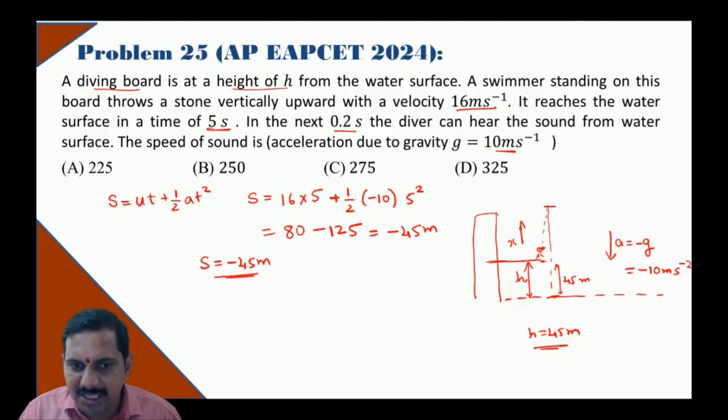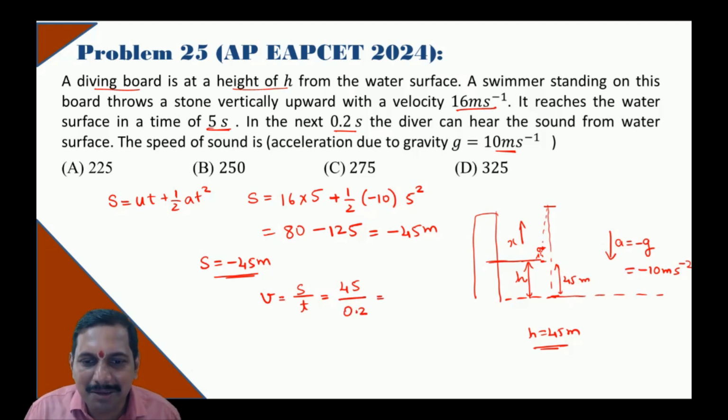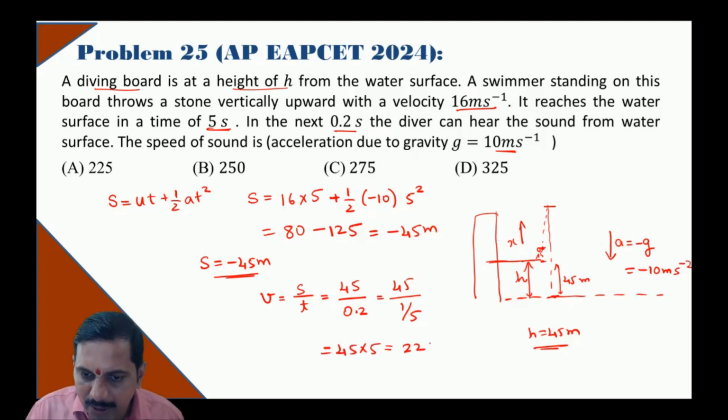So once we know H is 45 meters, we can calculate the speed of sound because we know the distance here is 45 meters and velocity is equal to distance by time, right? What is the distance? 45 meters. What is the time taken? 0.2 seconds. So 0.2 is nothing but 1 by 5, so it is 45 into 5, which is 225 meters per second.